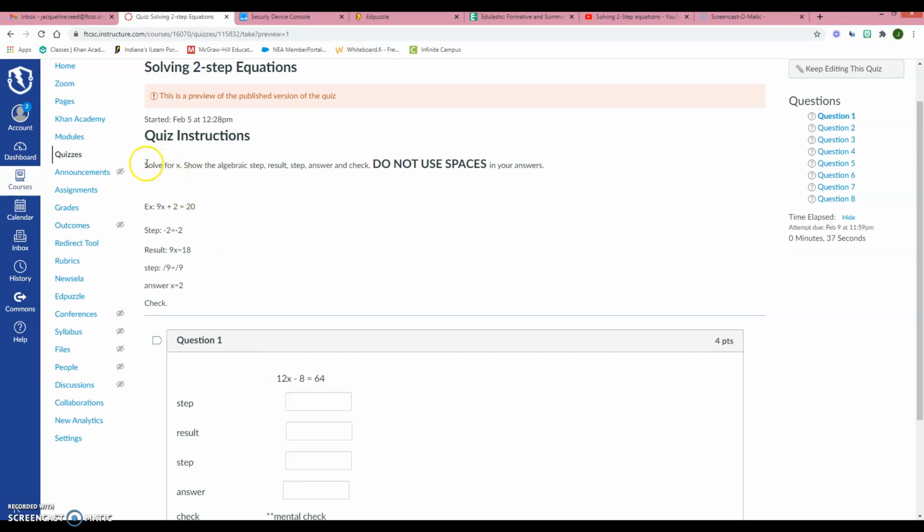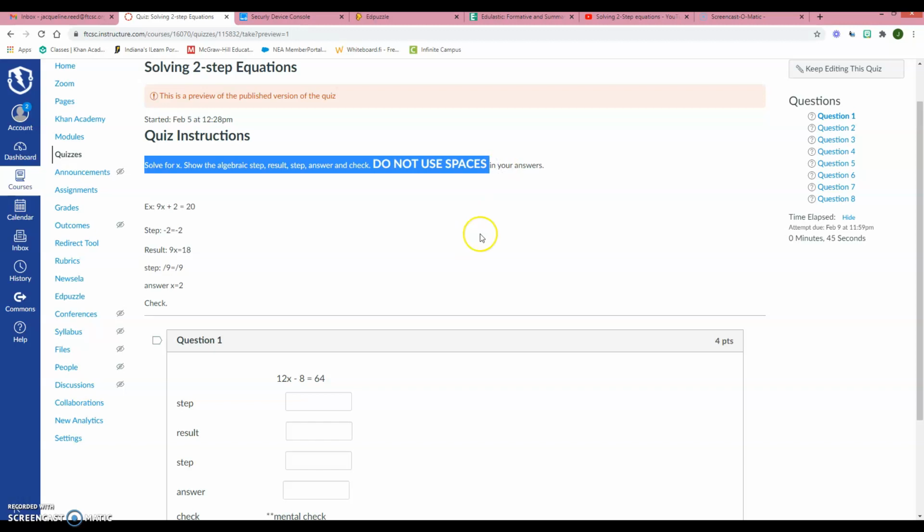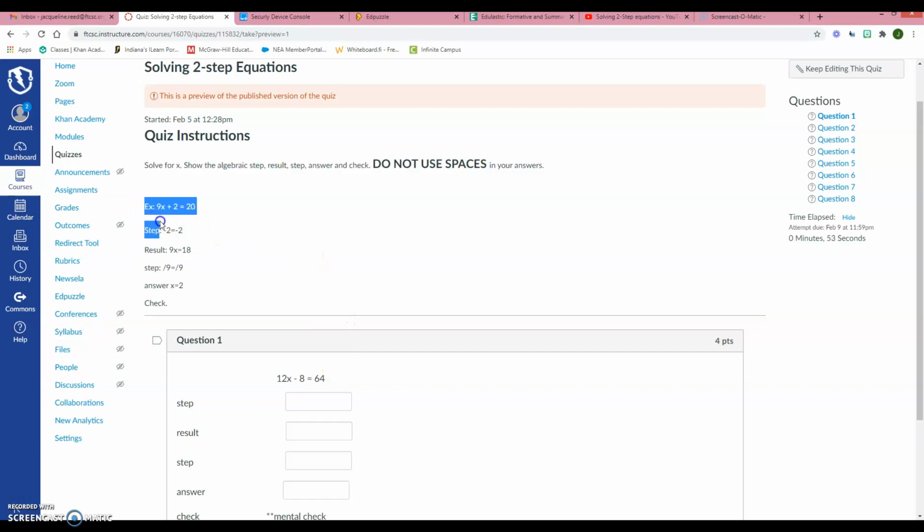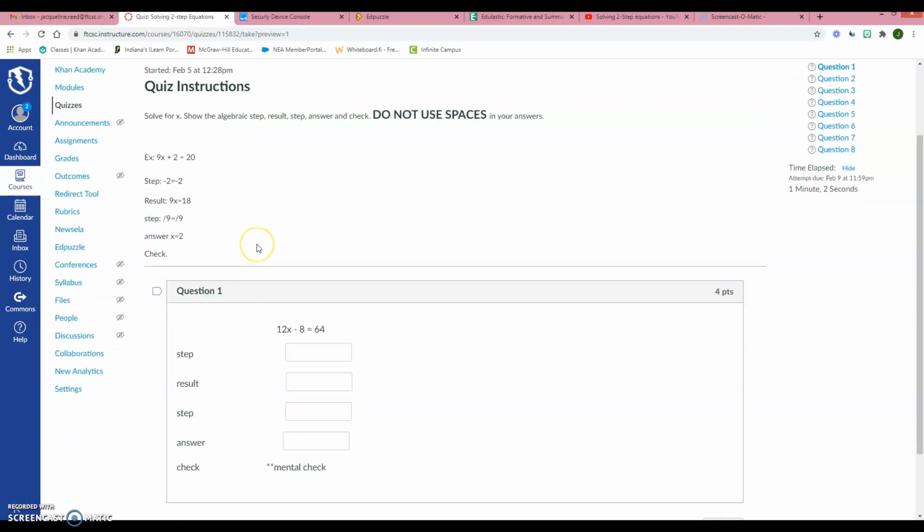If you look at the quiz instructions, you are to solve for x, show the algebraic step, result, step, answer, check, and the most important thing is do not use spaces in your answers, because if you do use spaces, then it will count your answer wrong, even if you did the correct step, okay? I put an example up here as well if you need a refresher on what it needs to look like, but I am going to be going through these with you right now, okay?